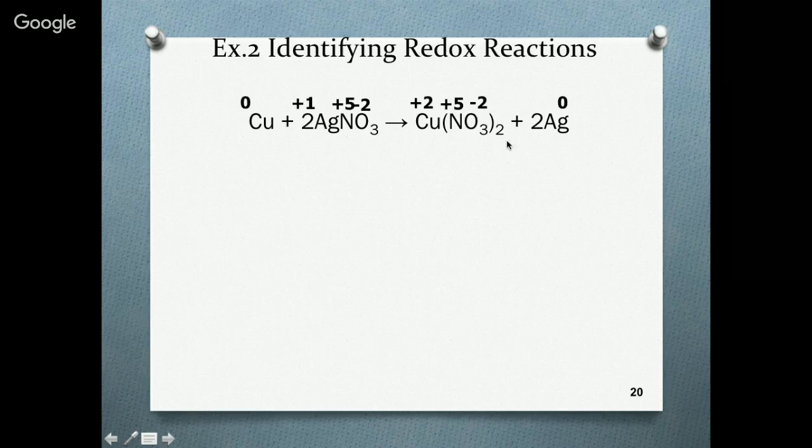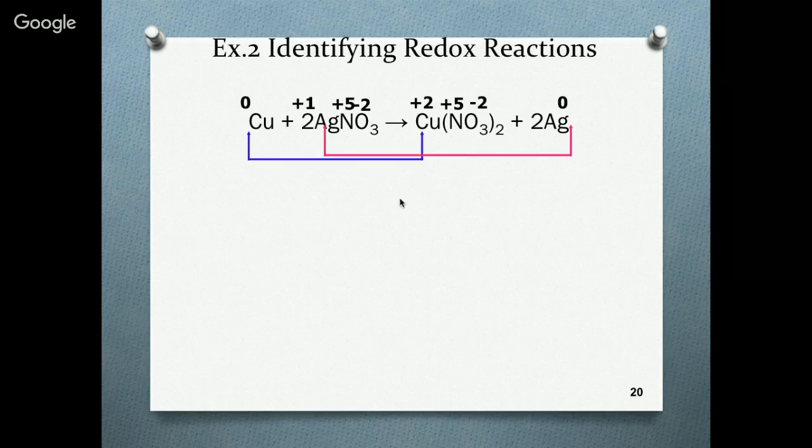You could also use table E to look at the polyatomic ions. So if you look at your polyatomic ion chart in table E, you see NO3 nitrate is -1, and there are 2 of them. So the whole polyatomic ion is -1 times 2 is -2. So then copper is going to be +2. It helps you figure out what the charges should be. So copper is going from 0 to +2, and silver is going from +1 to 0.